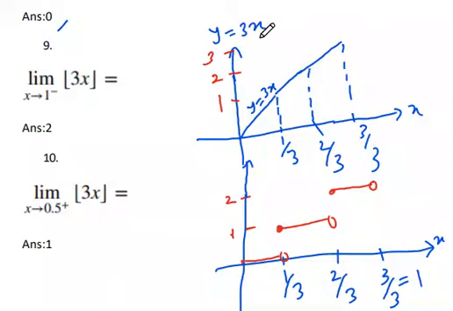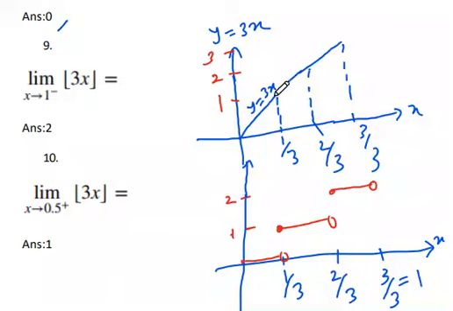So when you take the floor of this value, the floor of y or 3x, right? So this value is less than 1. If your x is in this area, between 0 and 1/3, your functional value is less than 1. So therefore the floor of 3x would be 0 in this area, right?